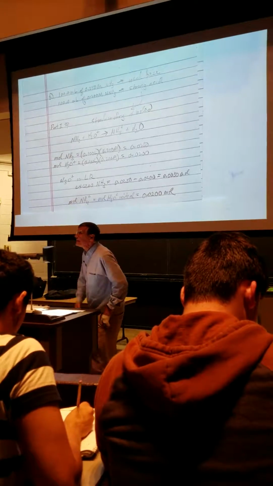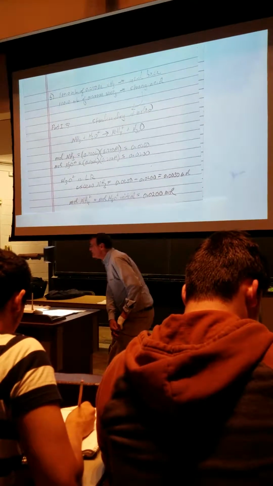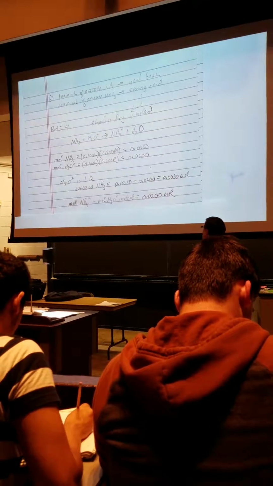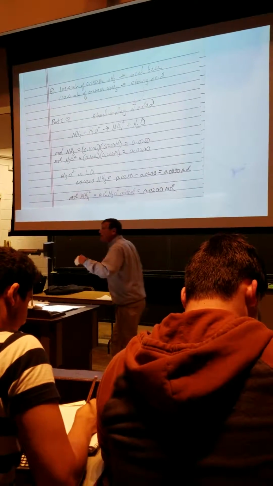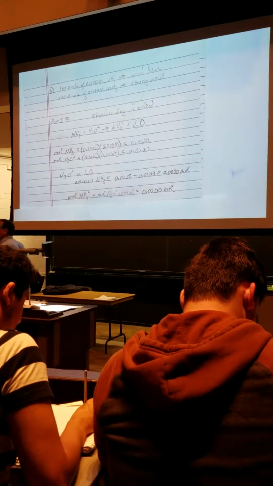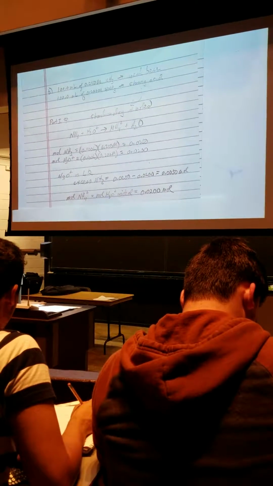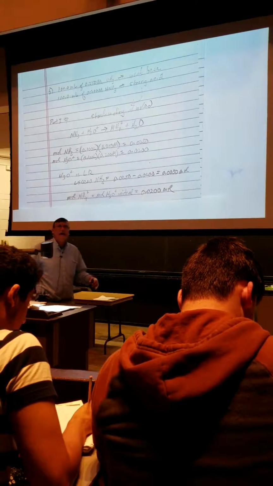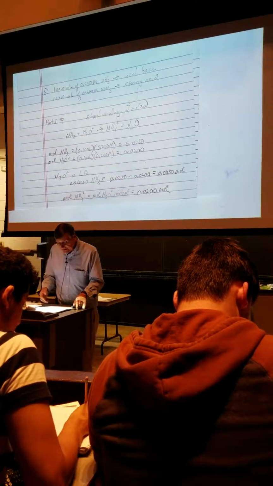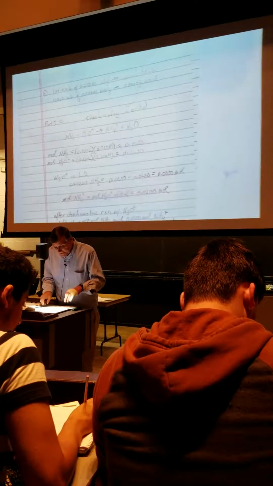What's nice about the Henderson-Hasselbalch equation at this point is that you have the moles of each. You don't have to go back to molarities here, because that ratio can be in moles instead of molarities. So that's the added advantage of the Henderson-Hasselbalch equation.